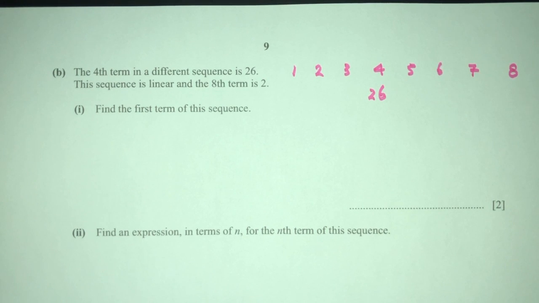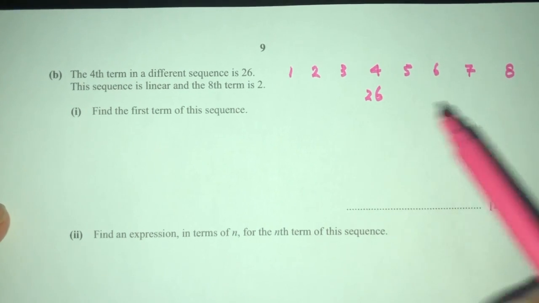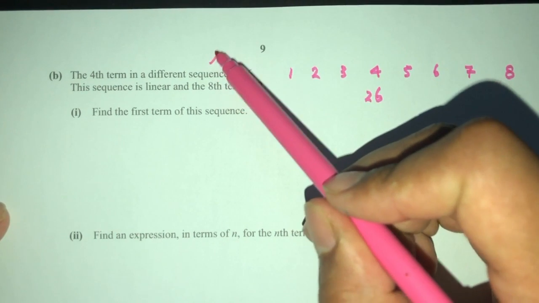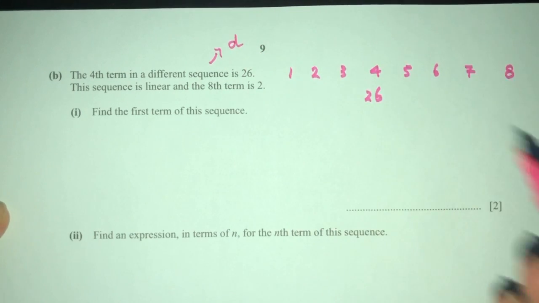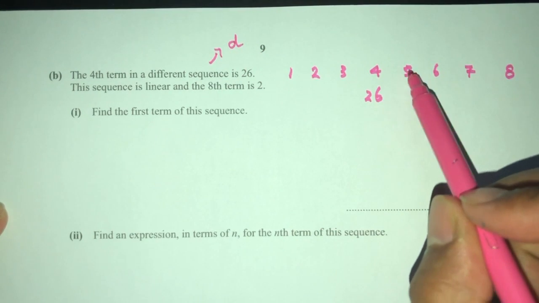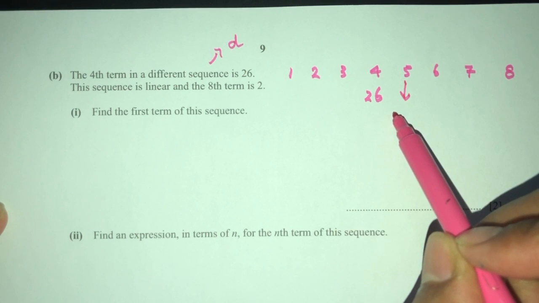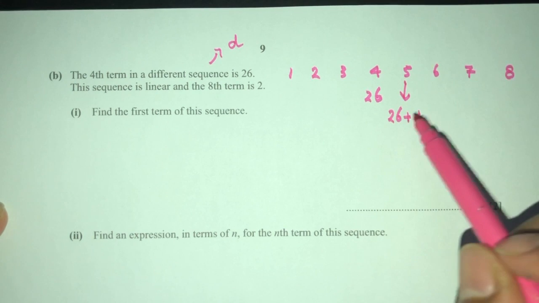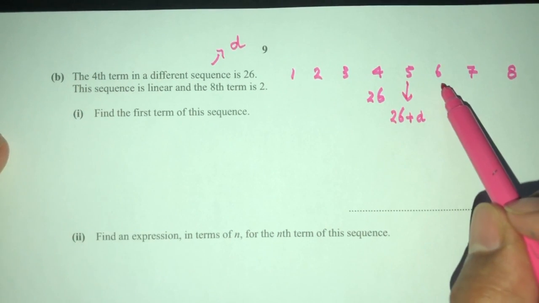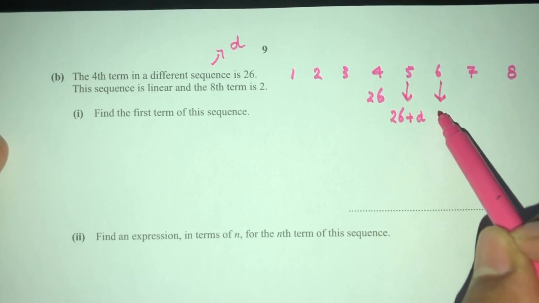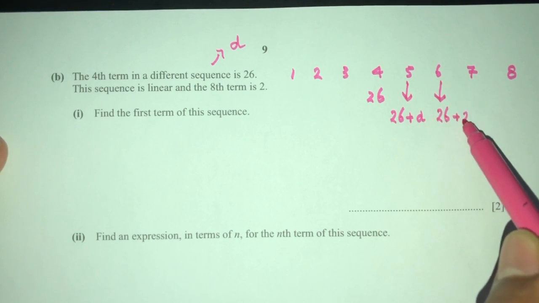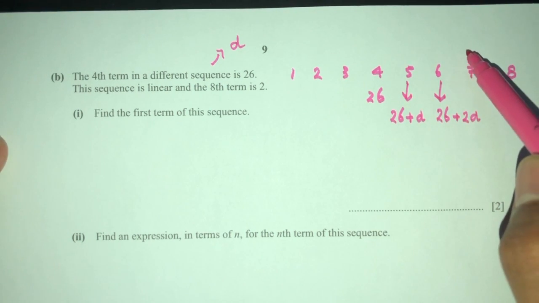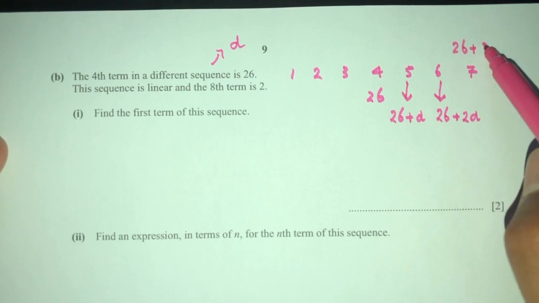So linear means your sequence increases by the same amount or decreases by the same amount. Now, for now, let's call this amount D, the difference. So basically, the fifth term increases by D. And because it is linear, it has to be increasing by the same amount. It will be 26 plus 2D. And this will be 26 plus 3D.